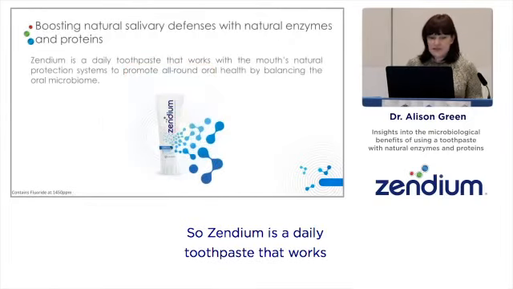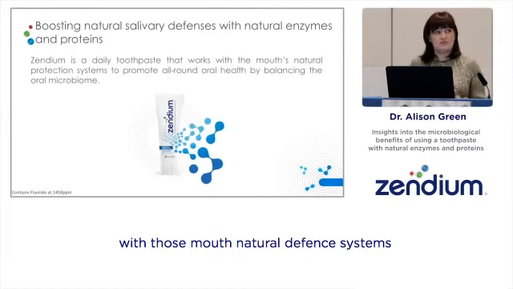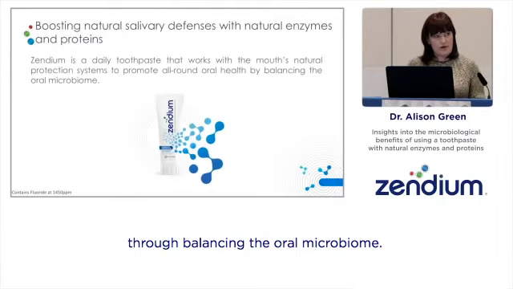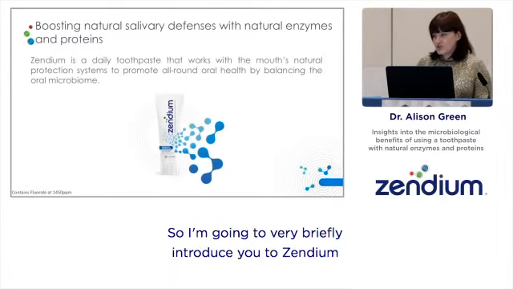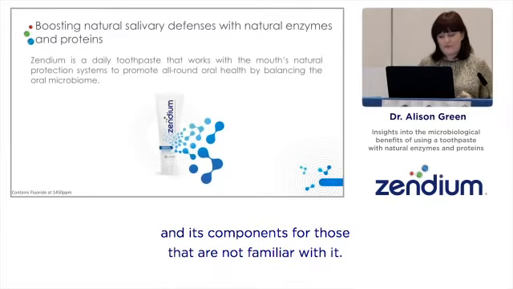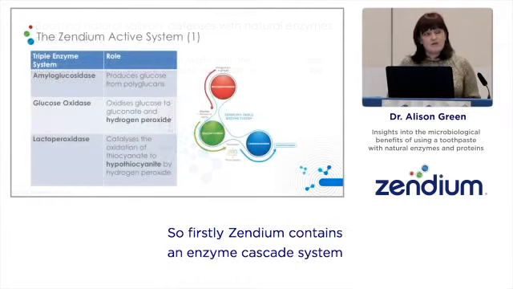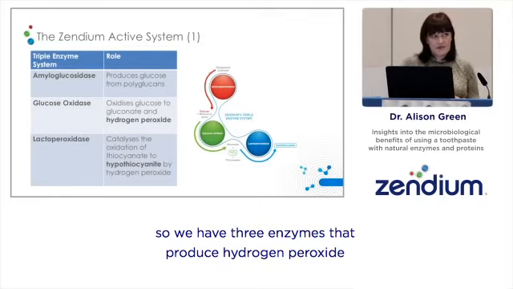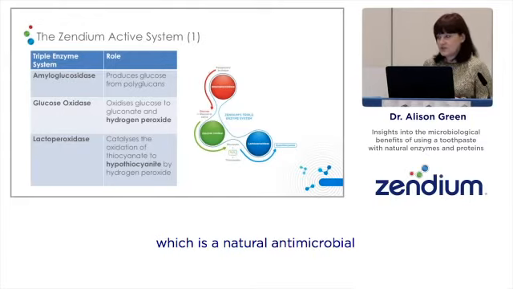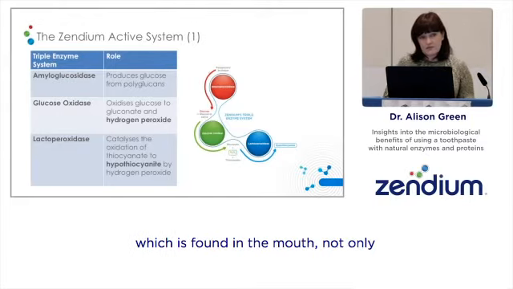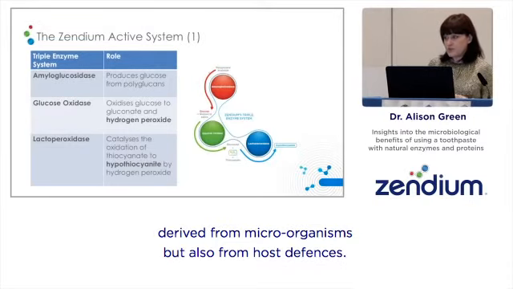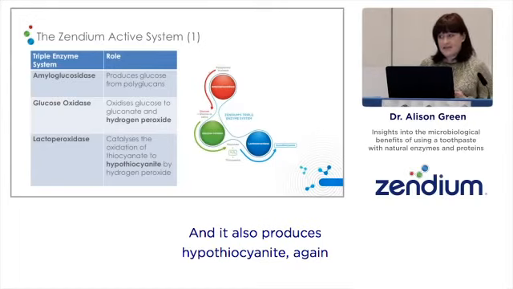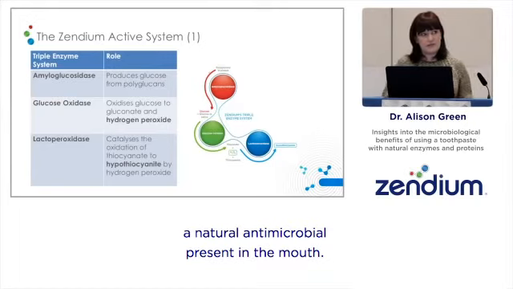So Zendium is a daily toothpaste that works with the mouth's natural defensive systems to promote all-round health through balancing the oral microbiome. So I'm going to very briefly introduce you to Zendium and its components for those that are not familiar with it. Firstly, Zendium contains an enzyme cascade system. So we have 3 enzymes that produce hydrogen peroxide, which is a natural antimicrobial found in the mouth, not only derived from microorganisms, but also from host defences. And it also produces hypothiocyanate, again, a natural antimicrobial present in the mouth.